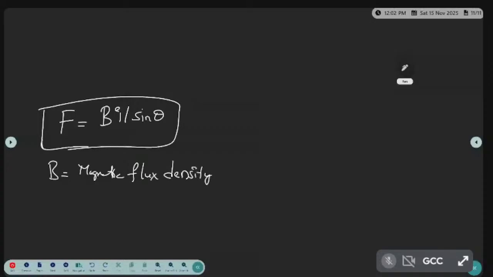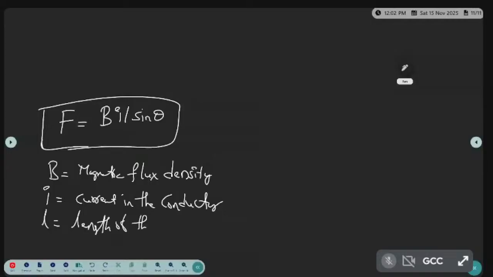I, the current in the conductor. L, length of the conductor. Theta, the angle between current and flux.